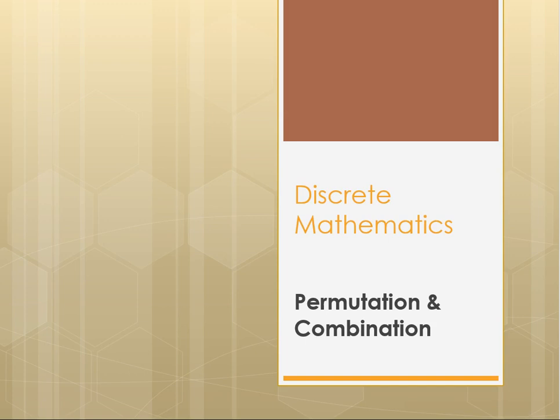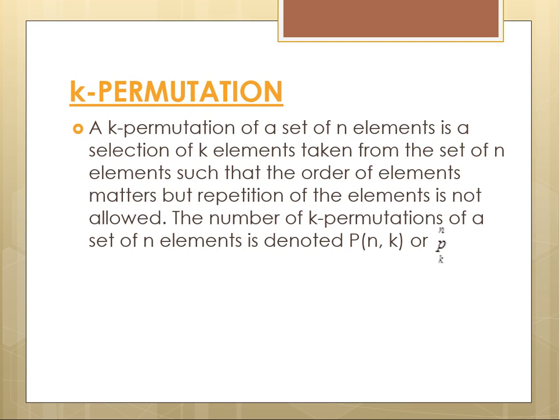Today we are going to study permutation and combination. In this lecture, first of all, we need to know about the concept of permutation. Coming to the definition, a k-permutation. Now you know what k is. A k-permutation of a set of n elements, where n is the total number of elements, is a selection of k elements.